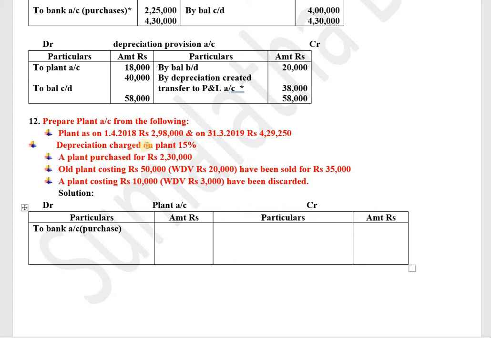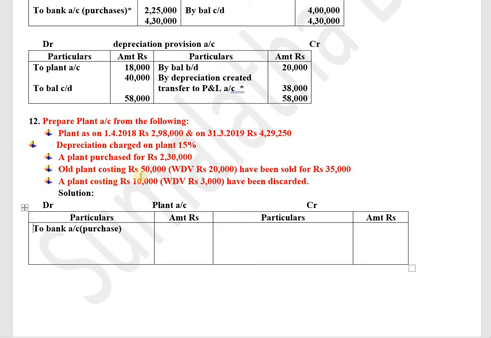Next, depreciation charged on plant 15%. Obviously, depreciation will be recorded on the credit side. Depreciation on the opening balance, 15% we calculate. Next, a plant purchased for rupees 2,30,000. To bank account purchases 2,30,000. That has to be recorded. So now all these three pieces of information are recorded.